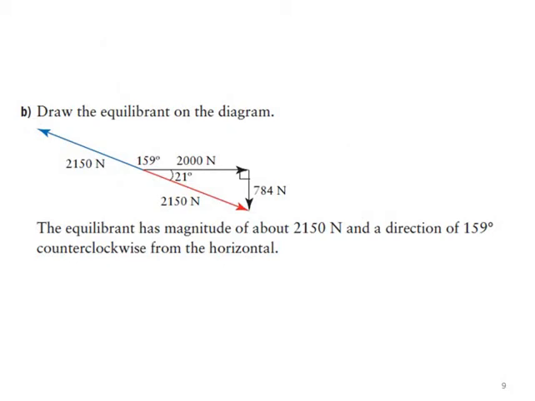So in part A, we found the force is going to be 2150 and it's going to be down by 21 degrees. The equilibrant has exactly the same magnitude but in the opposite direction, which is going to be 159 degrees counterclockwise from the horizontal.